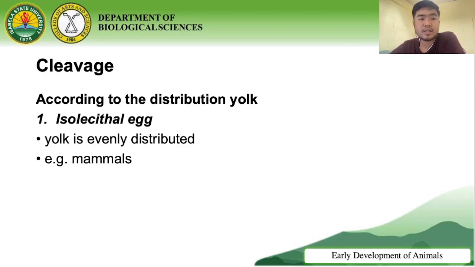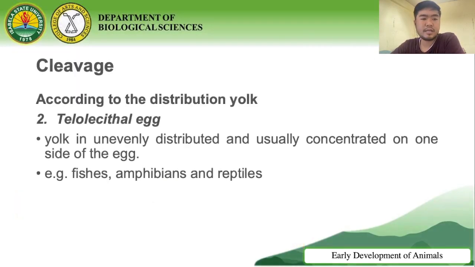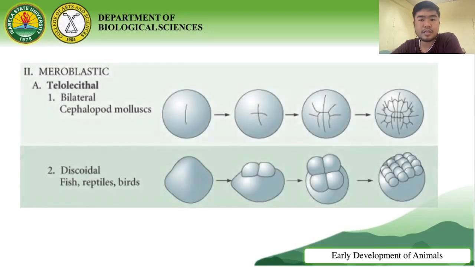So we have the isolecytal egg, where the yolk is evenly distributed. So examples are mammals. Okay? Ayan. So isolecytal, so all of the cells have equal amounts of yolk. And we have the telolecytal. Okay, yolk is unevenly distributed and usually concentrated on one side of the egg. So the examples are fishes, amphibians, and reptiles. So we have this type of eggs, okay, sa telolecytal.